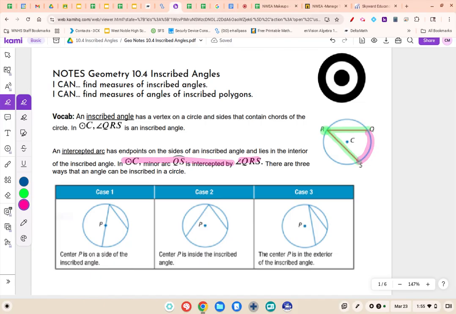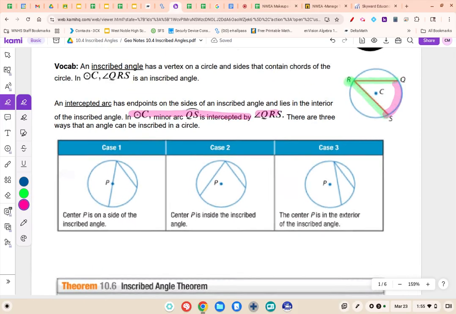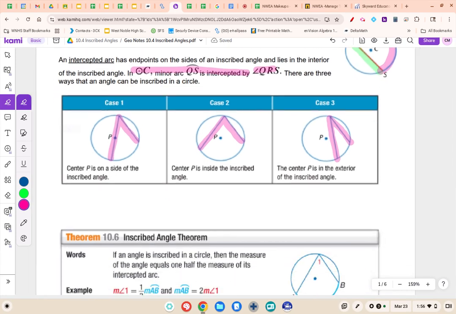There are actually three ways that you can draw an inscribed angle in a circle. Center P can be on one of the sides of your inscribed angle. Center P can be inside your inscribed angle, or P can be outside your inscribed angle.